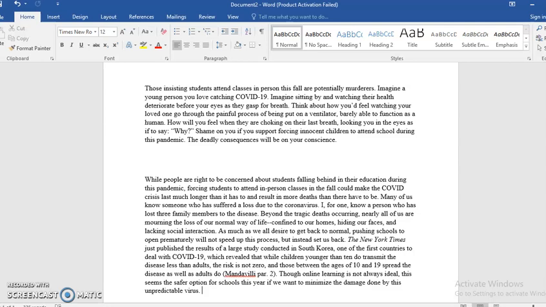So, as you can see, this one is not attacking anybody. It's not trying to shame people. It's more so saying, here's how I feel about this, and here's why. It does, though, contain some emotional appeals, right? This part here about knowing people who suffered from coronavirus. This part about sort of feeling bad about losing our normal way of life, all that stuff.